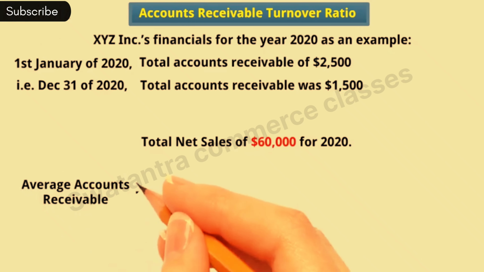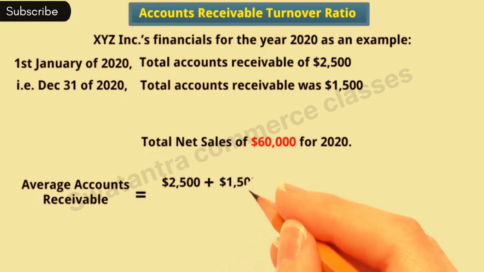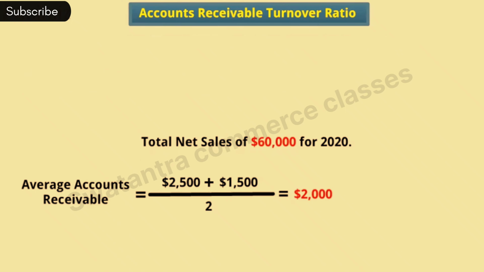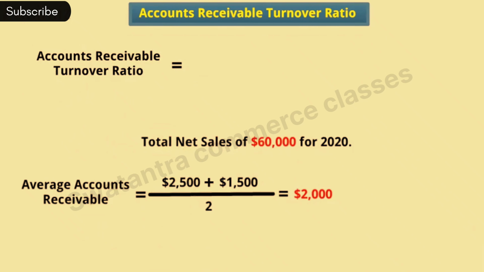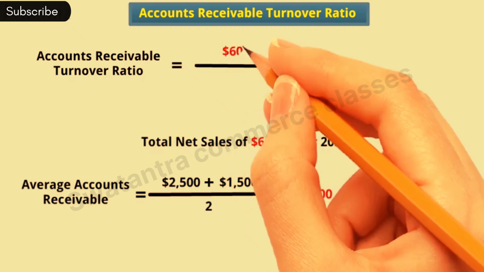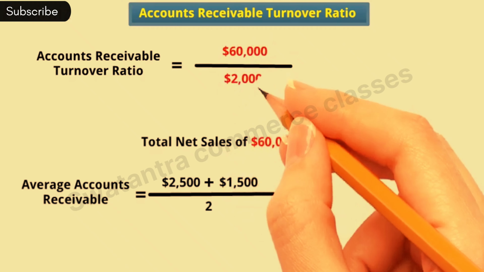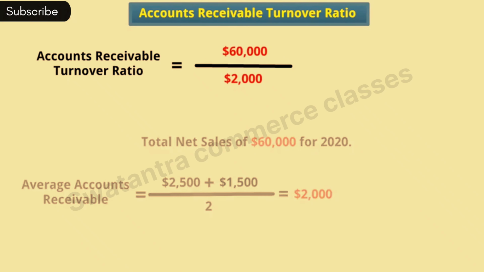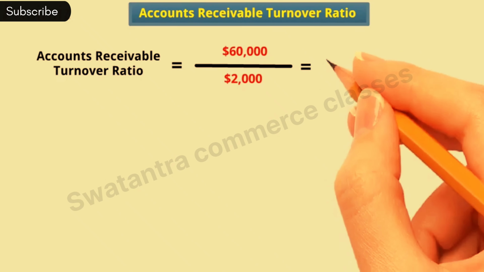To get the average accounts receivable for XYZ Incorporated for that year, we add the beginning and ending accounts receivable amounts and divide by two. To calculate the accounts receivable turnover ratio, we then divide net sales, that is $60,000, by average accounts receivable, $2,000. This means XYZ Incorporated has an accounts receivable turnover ratio of 30.